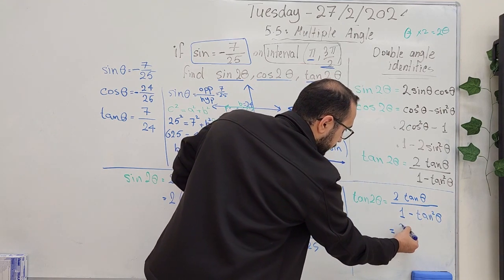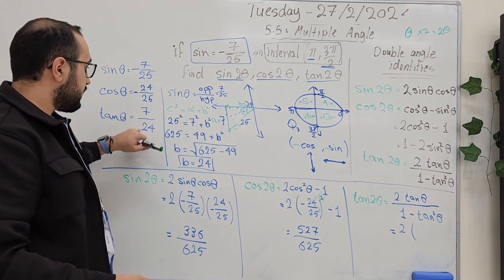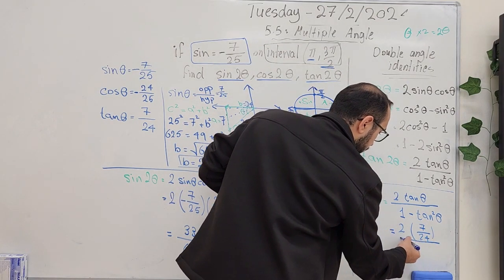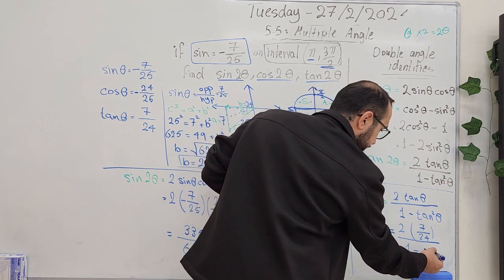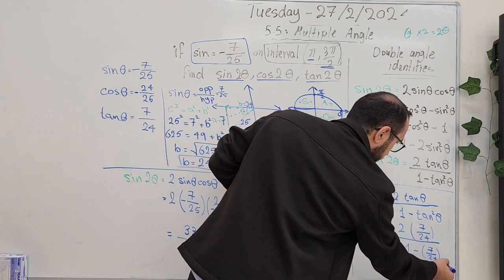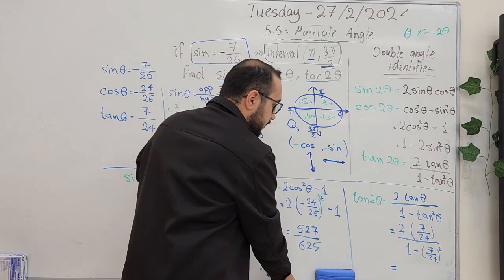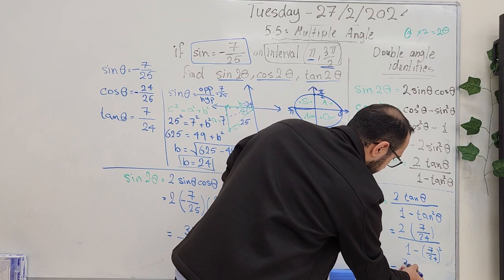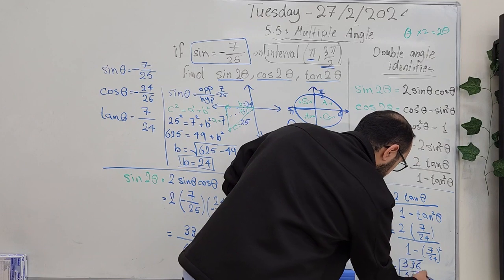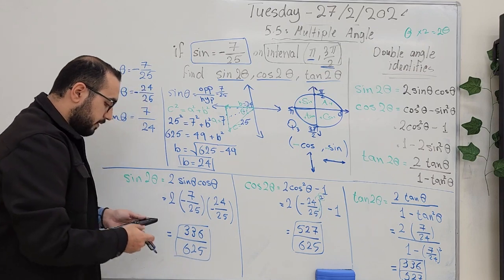So as you can see here, 2 times tangent is equal what? Tangent theta is 7 over 24. So 7 over 24 over 1 minus tangent is what? 7 over 24 again, 7 over 24 to the power of 2. So if you put everything in the calculator, which is equal 336 over 527. So this is the tangent double angle, this is the cosine double angle, this is the sine double angle.